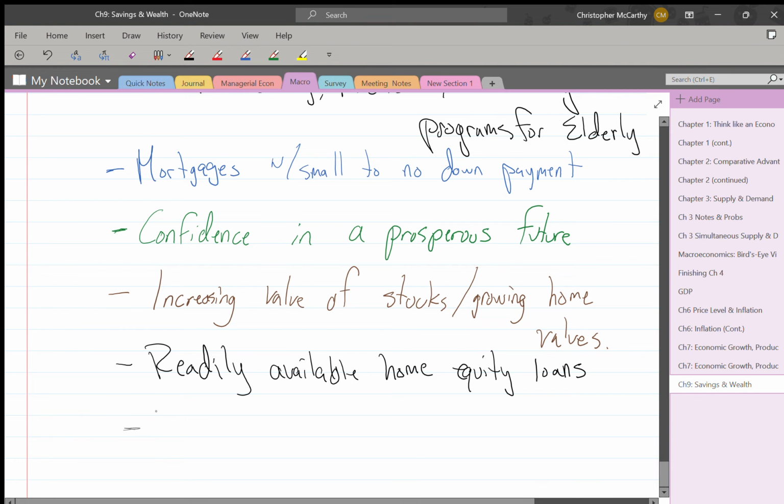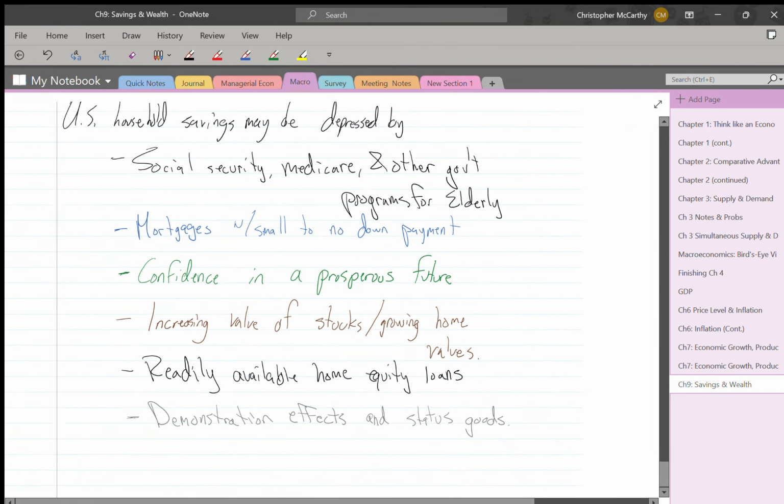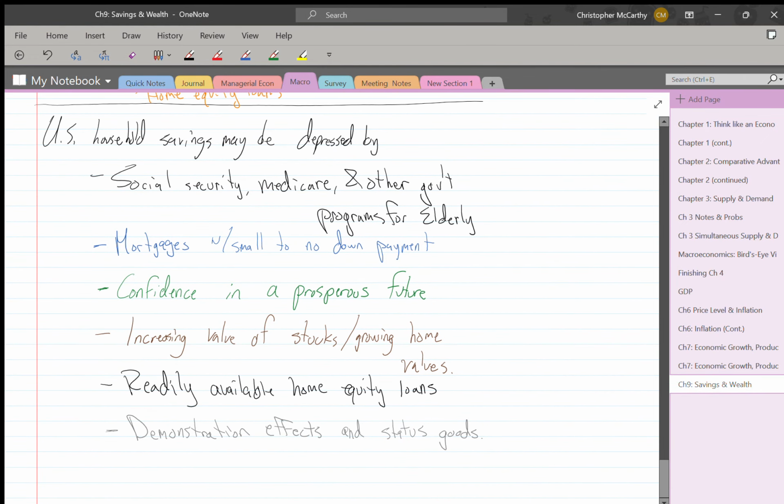And lastly, right, we've just got keeping up with the Joneses, demonstration effects. I got to get the latest clothes because that's what all the other kids have. I got to get a new backpack this year because everybody gets a new backpack this year. But your backpack from last year is totally fine, right? So status goods and demonstration effects, unfortunately, keep us all keeping up with the Joneses, consuming more than we probably should, and depressing the savings rate.